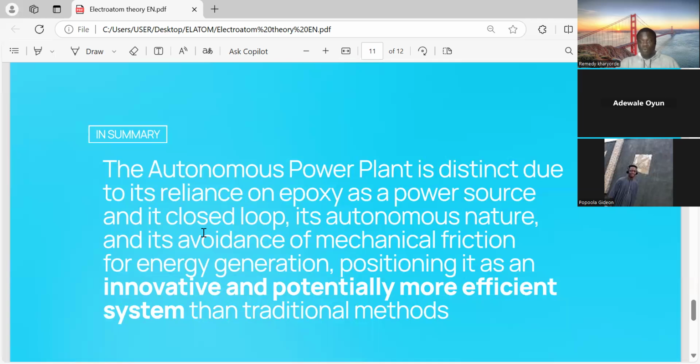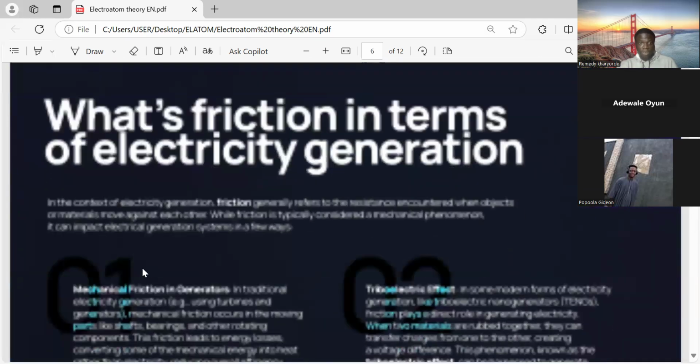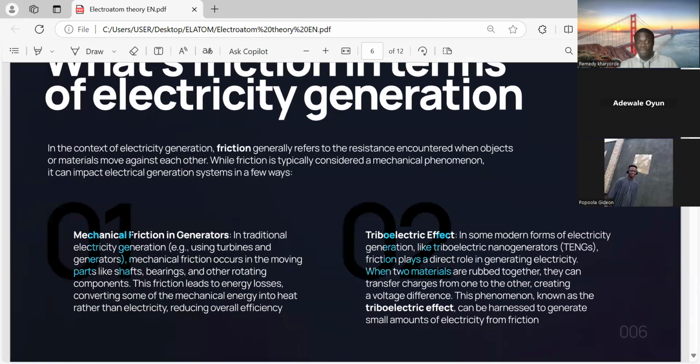So we are making use of the powder, which is going to be the power source. Then the friction is going to go a very long way in the electricity generation in our plants, and also the electromagnetic field of the earth's surface. They are basically the two types of friction that were explained earlier, which are the mechanical friction in a generator and the triboelectric effect, which is just rubbing two objects together so that they transfer charges to each other.